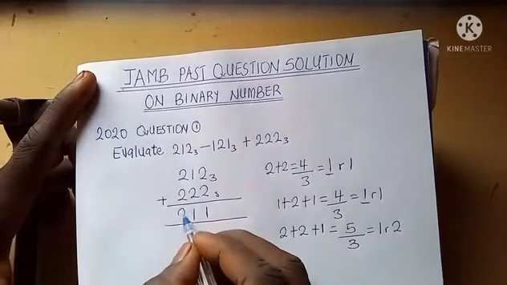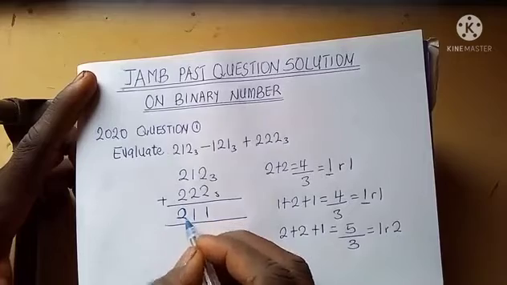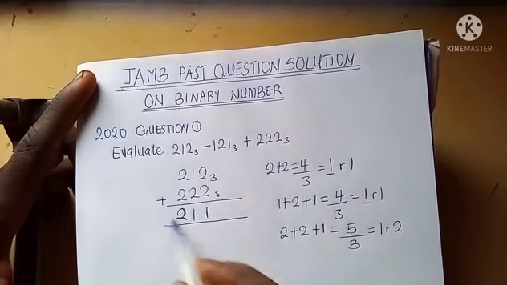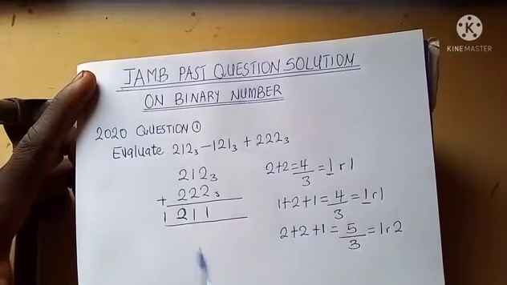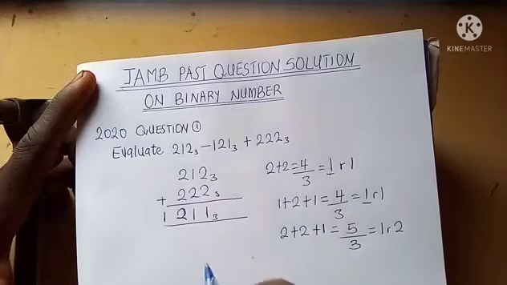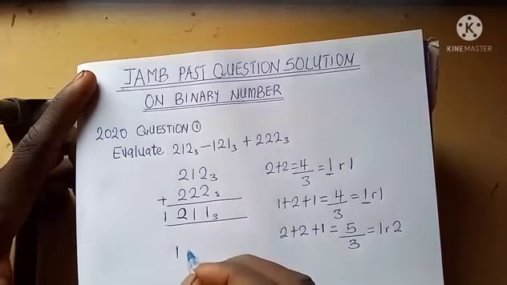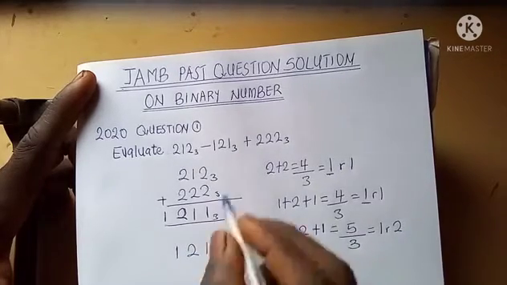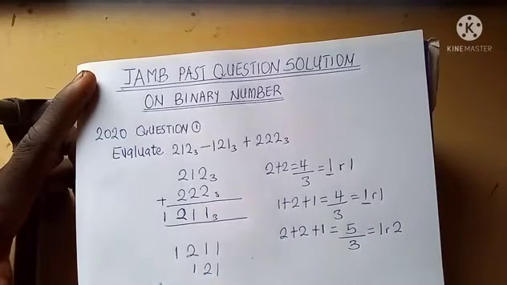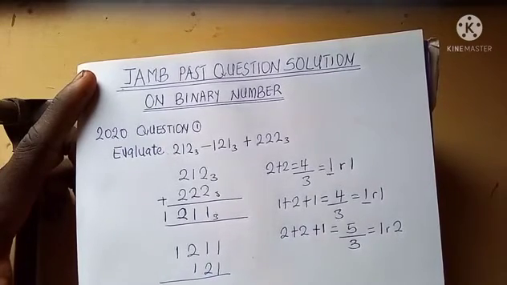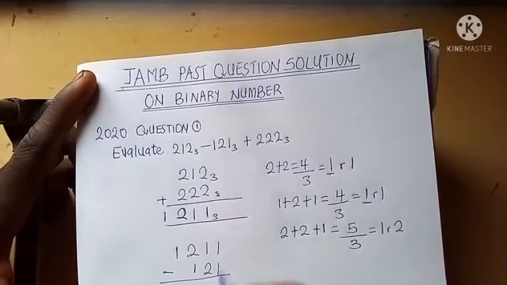You are going to write your remainder first. Now there's no number left again. You are going to write the one you kept, and that's 1 2 1 1. That's the addition in base 3. So what you are going to do now is subtract 121 from this number. So you will see now 1 2 1, base 3, subtraction.